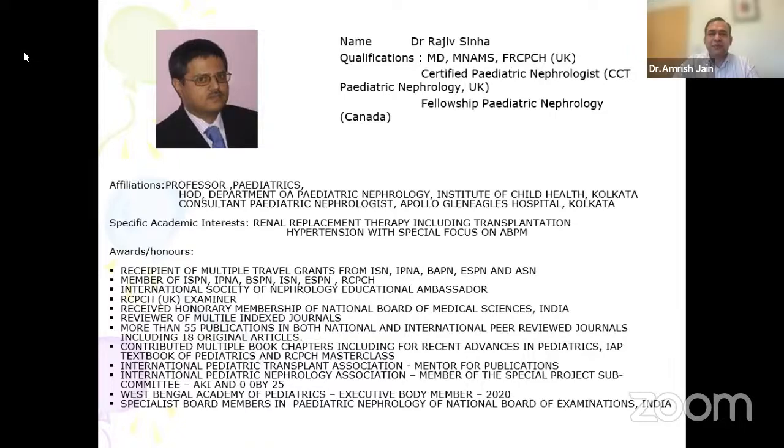Dr. Rajiv Sinha is a professor of pediatrics and head of the Department of Pediatric Nephrology, Institute of Child Health, Kolkata. He's also a consultant pediatric nephrologist in Apollo Genesis Hospital, Kolkata. His special academic interests include renal replacement therapy, including transplantation, and he is also interested in studying ambulatory blood pressure monitoring in children with hypertension. He has received multiple travel grants from ISN, IPNA, and other societies. He's an International Society of Nephrology Education Ambassador. He has received honorary membership of National Board of Medical Sciences in India, and he has published more than 50 articles in both national and international peer-reviewed journals.